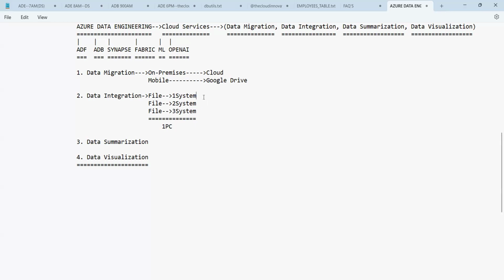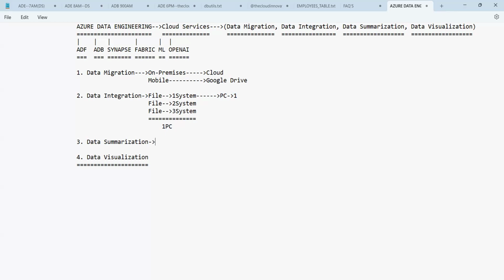So system one, system two, system three, you have them. You're gathering this data into PC one. Under this PC one, file 1, file 2, file 3, which you have in three different systems, you're putting in one system. So this is called the process of data integration.